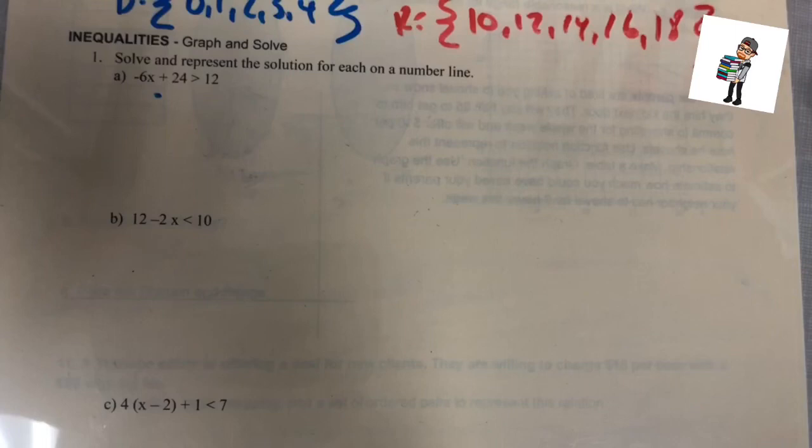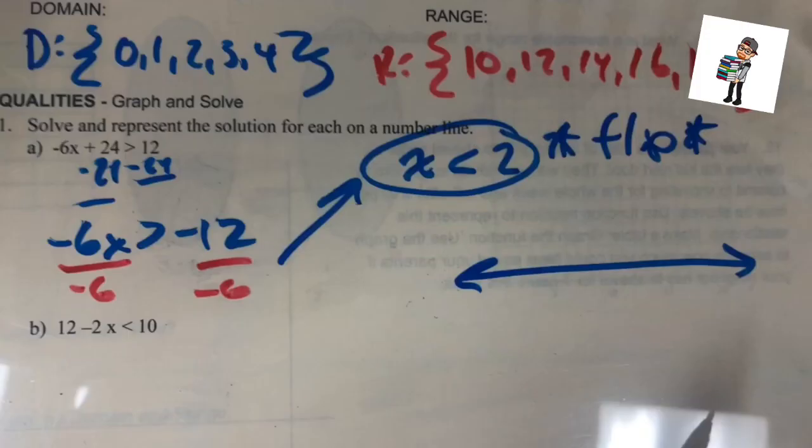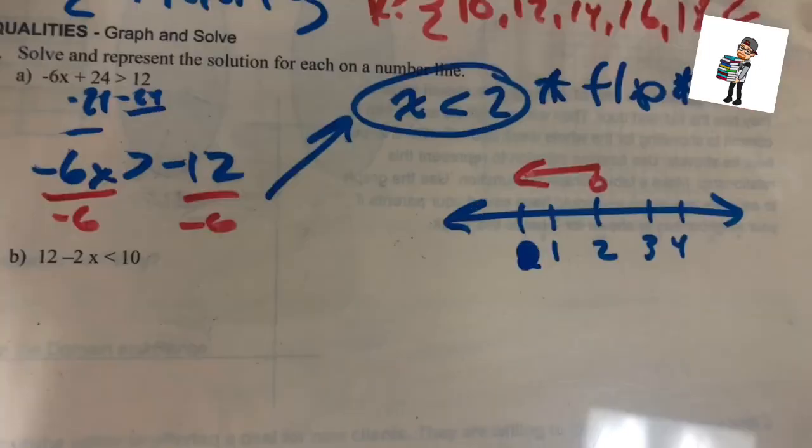Inequalities. Solve them just like equations. Graph on the number line. Just remember the special rule that if you multiply or divide by a negative, you flip the sign. So for letter A, you need to subtract 24 on both sides, then divide by -6. That's how you know you got to flip it, because you're dividing by a negative. Your answer is all x values less than 2, but not including 2 because that's a less than sign.